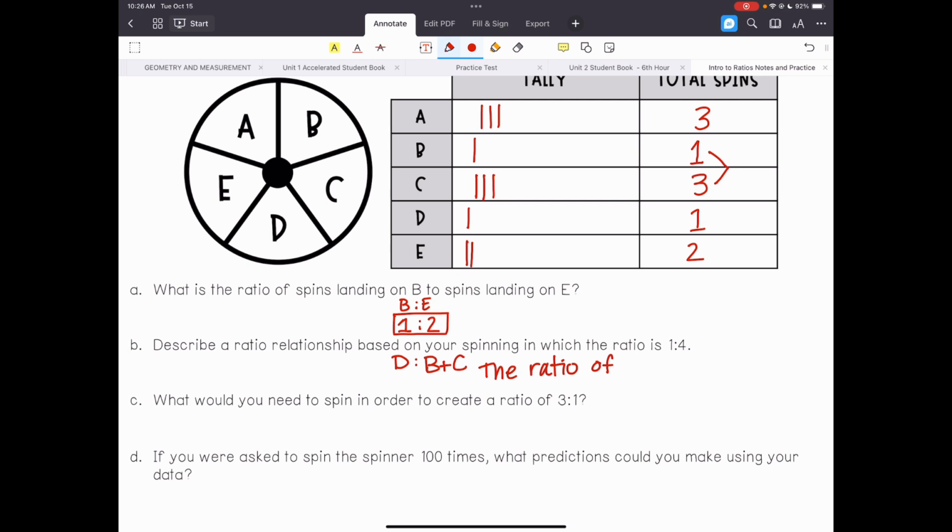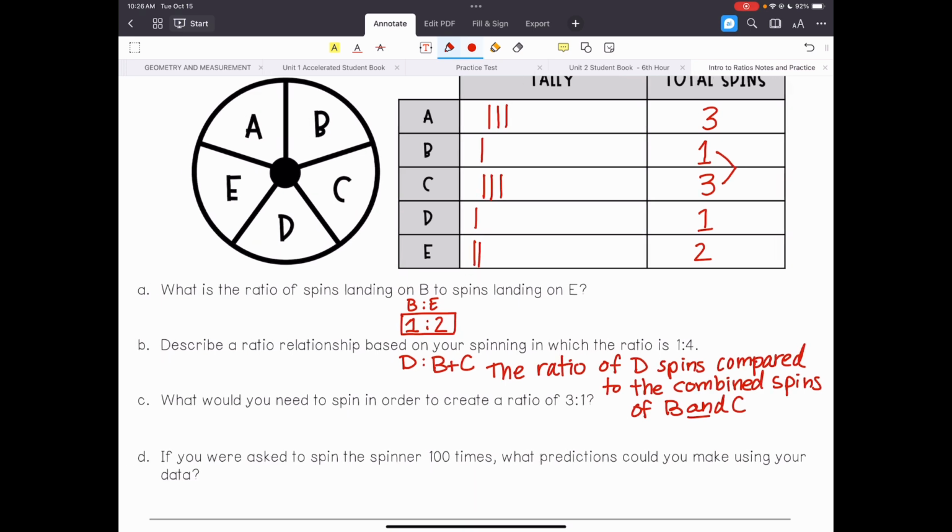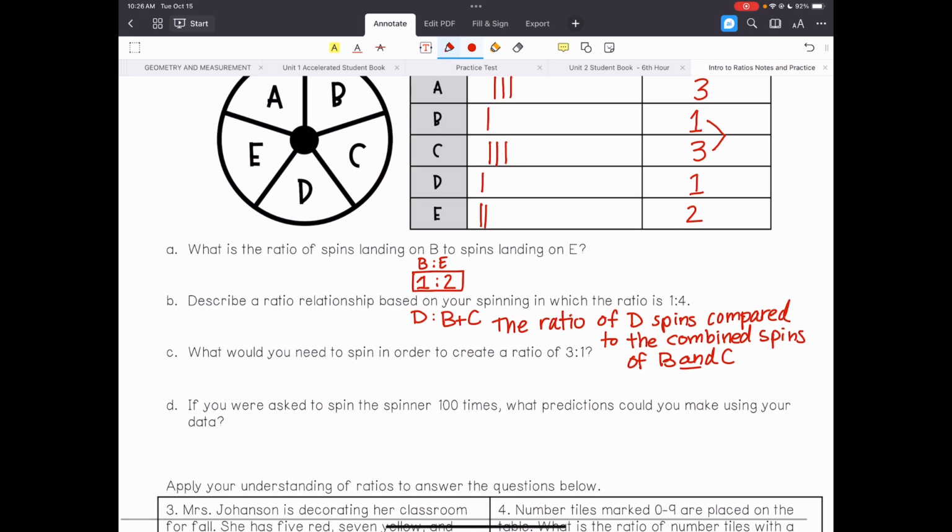of D spins compared to the combined spins of B and C, meaning we're adding them together. I almost thought that I came so close to not doing it for that one.